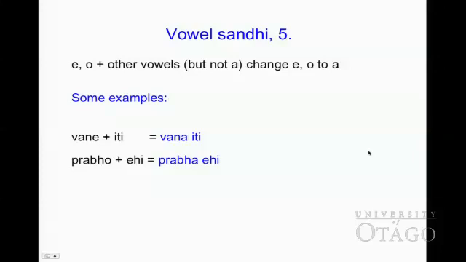Vowel sandhi rule number 5. E, O plus other vowel but not A. Change E, O to A. Example, vane plus iti. Change E to A. So it will be vana iti. Pravo plus ehi will be prava ehi. Change O to A. Here you see from this chart, rule number 5.